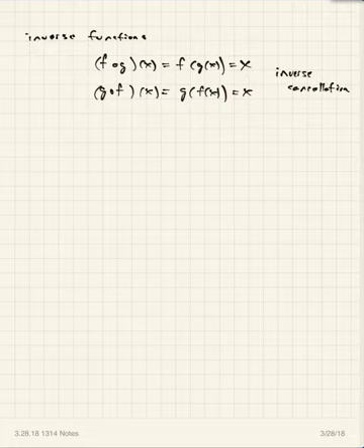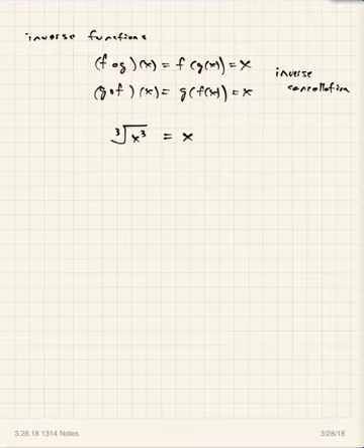In other words, the two functions in some ways cancel each other out. For example, in a very simple setting, the cube root function and the cube function are inverses of each other. When you take the cube root of something that's cubed, you're doing both things, taking a cube root and cubing. Those cancel each other out and you're left with x. It's like they undo each other.